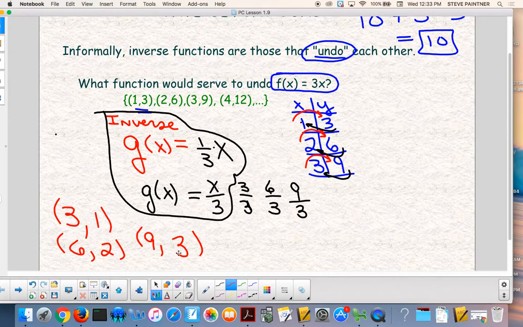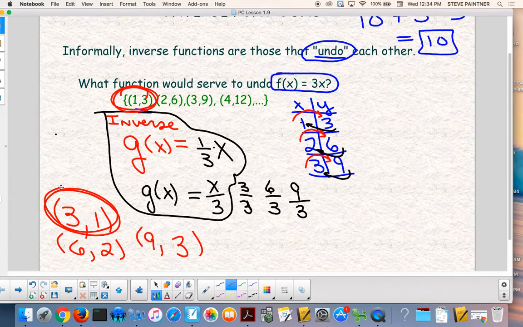They're not opposite. They're reversed. X's and Y's get reversed. If you have an x, y in your function, in the inverse function it will be reversed: 3, 1. You get that? That's really important because you're going to be graphing your inverse today. And if I know 3, 1 is on my function, what do I know about my inverse?